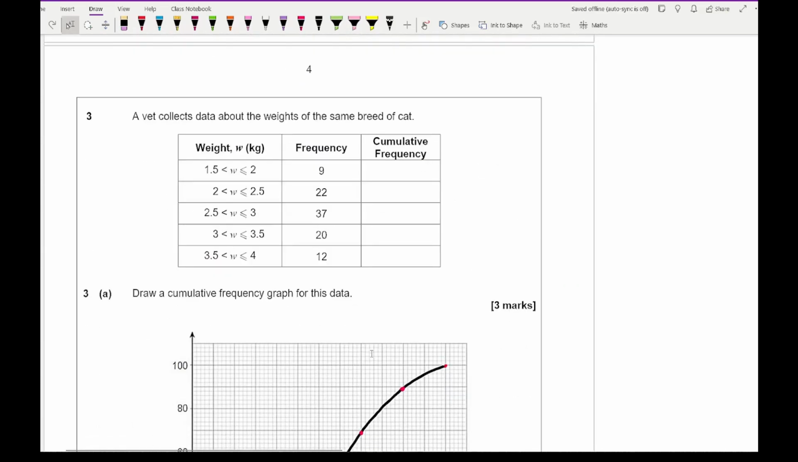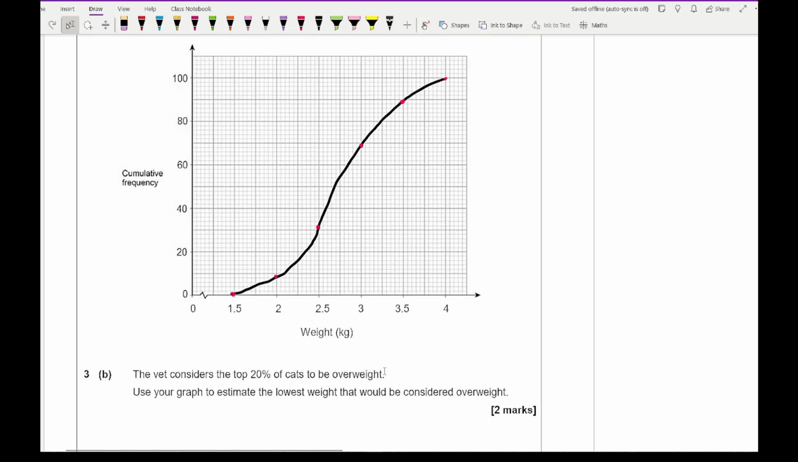Moving on to question 3, it says that a vet collects data about weights of the same breed of cat, and question 3a says complete the cumulative frequency graph of this data. So again, all we need to do is just fill in the table. So you should have 9, 31, 68, 88, and then finally 100. And then we need to plot the graph, which I've just done in advance just to save a bit of time.